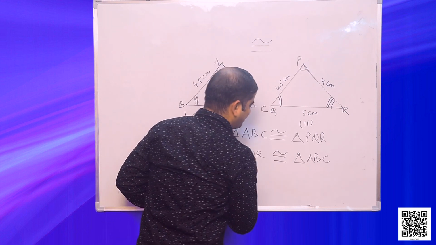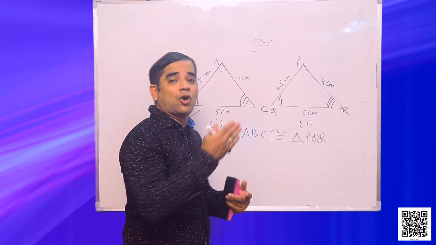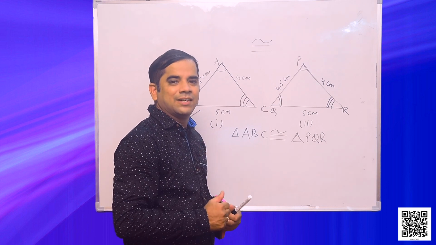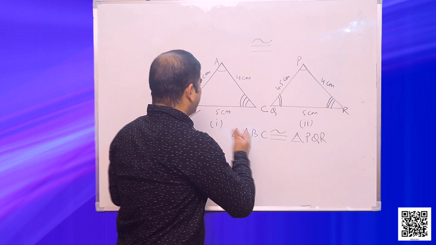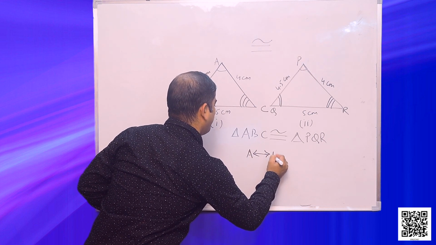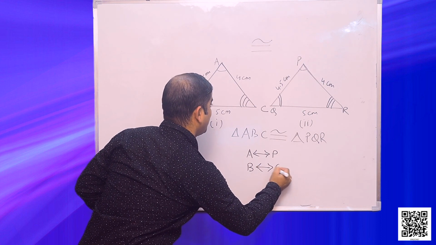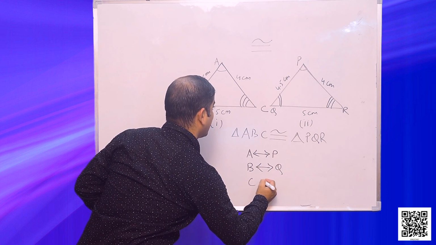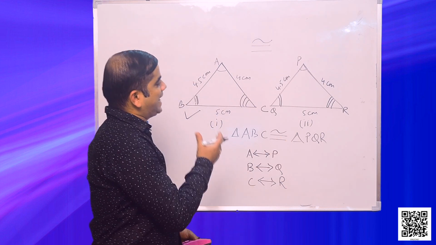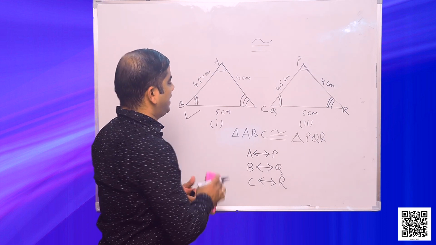That means we can say that these are corresponding sides and corresponding angles. Okay. So in this case, A corresponds to P, B corresponds to Q and C corresponds to R. So if I change the sequence, the representation of congruency will be wrong.